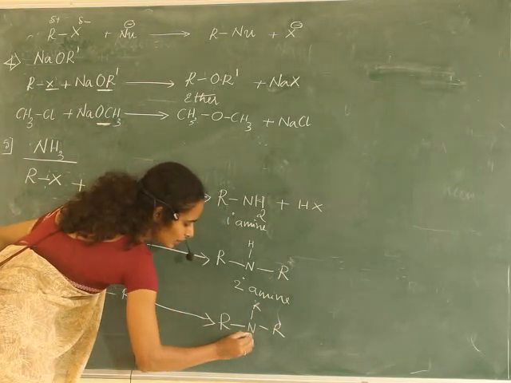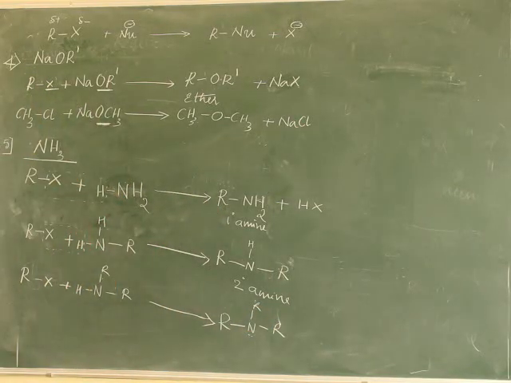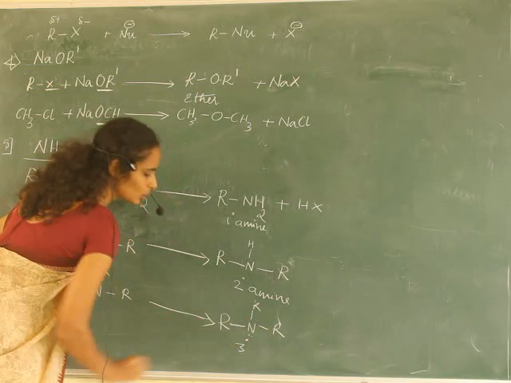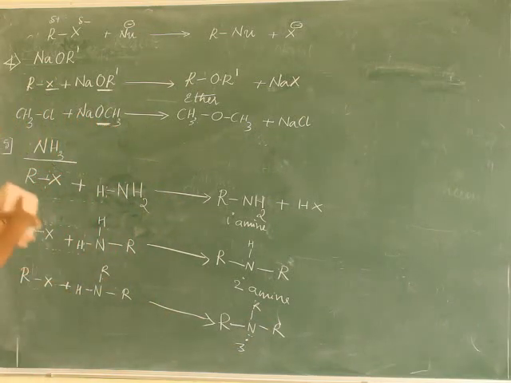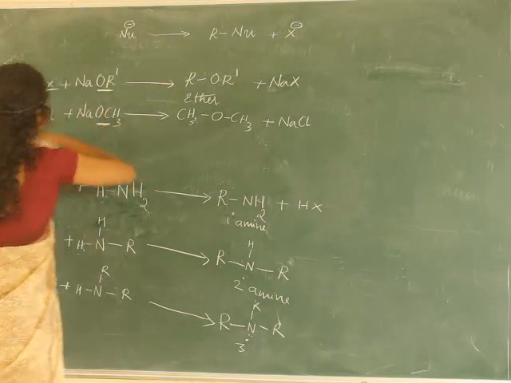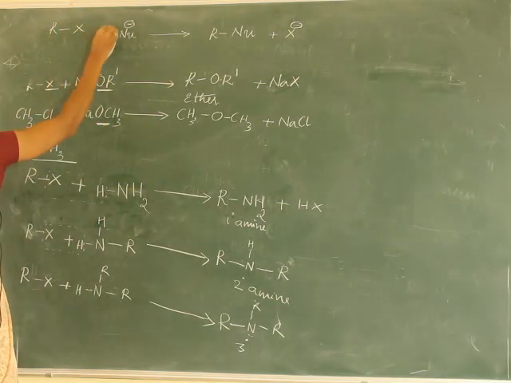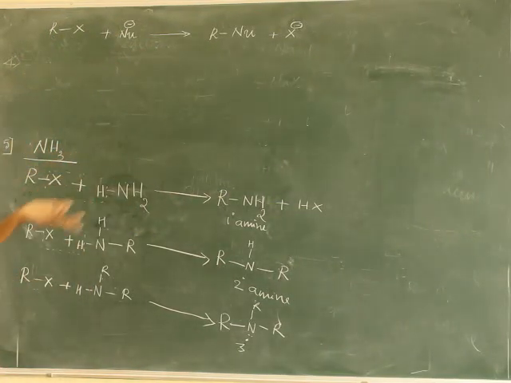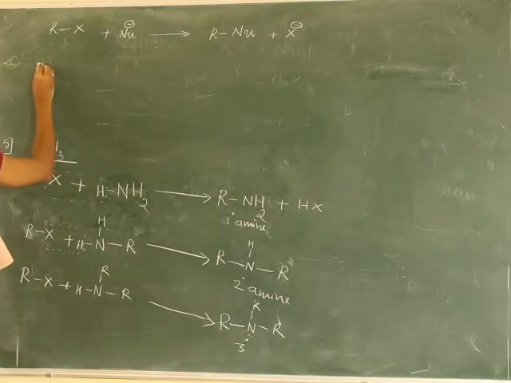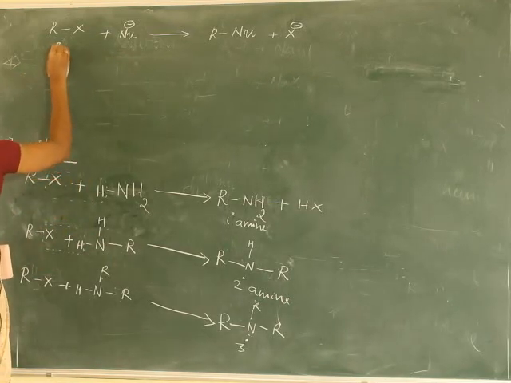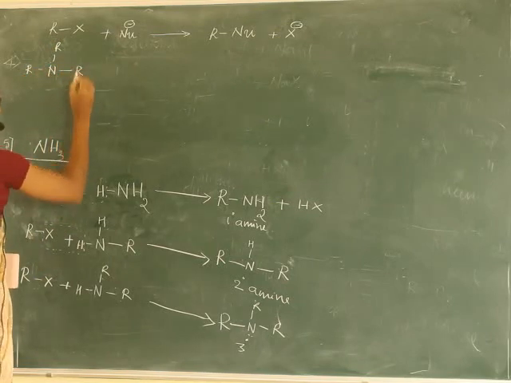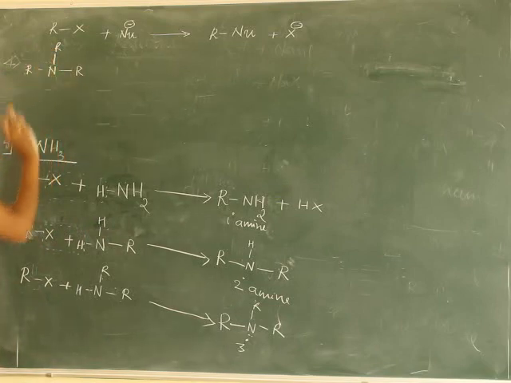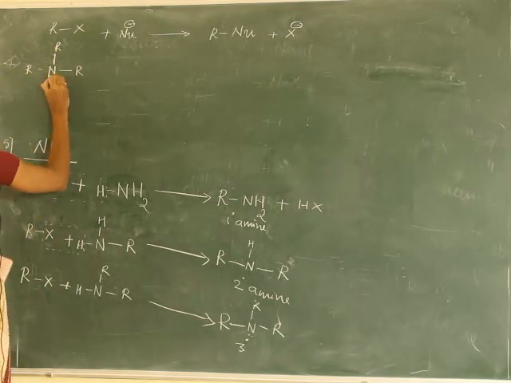Right, it's remaining only a lone pair. All the hydrogen atoms of ammonia in the tertiary amine are replaced by alkyl groups. We can react this tertiary amine further with the alkyl halide. Then it results in the formation of quaternary ammonium salts. That is, I'll take N, R, R, R. All hydrogen atoms of ammonia are replaced by alkyl groups. Now remaining is only a lone pair, right?